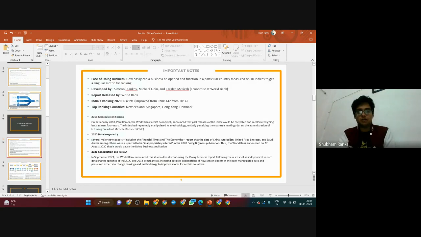Now, the important notes for ease of doing business. A lot of controversy was happening in 2021, if you remember correctly, when the ease of doing business ranking came out for India. A lot of controversy arose because the ranking for India was very low and the ranking for certain countries like China was very high, which India also had a problem with. So different investigations were done, and thus this particular ease of doing business metric or index was closed down. It was cancelled after 2021.